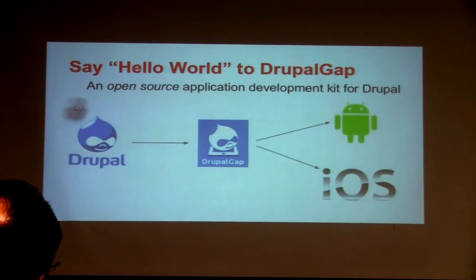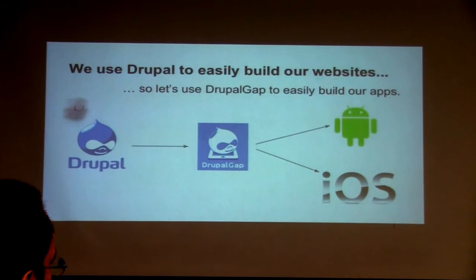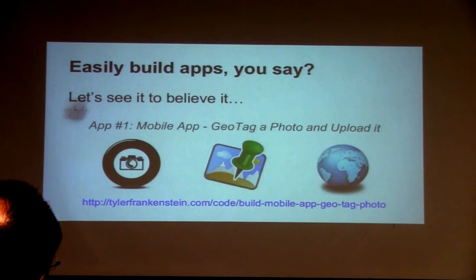And that's kind of where I got the idea for DrupalGap. So DrupalGap is an open source application development kit for Drupal. And it's essentially kind of like the middleman between Drupal and any apps that we want to deliver. So we use Drupal to easily build our websites, so let's use DrupalGap to easily build our apps. Easily build apps, you say. All right, let's see it to believe it.